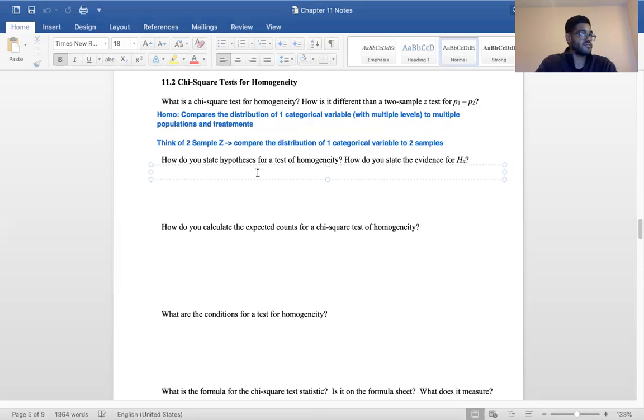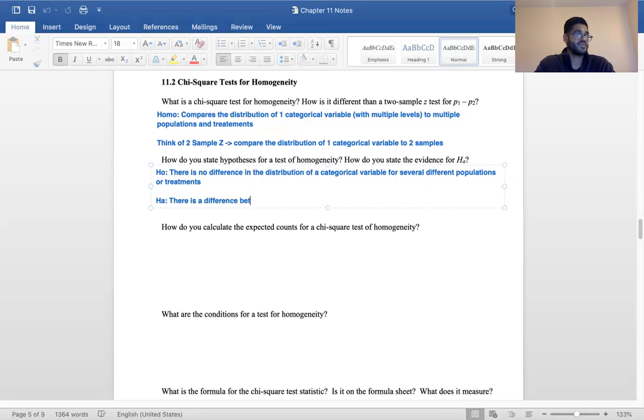Okay, so now what's the test for homogeneity? Your H0 is going to be that there is no difference in the distribution of a categorical variable for several different populations or treatments. So it's always going to be the same no matter what population you're in or what your treatment is. And your HA is then going to be different. There is a difference in the distribution of a categorical variable for different population treatments.